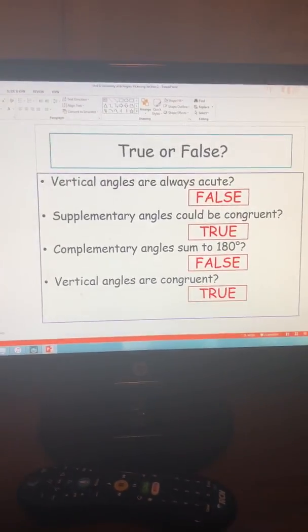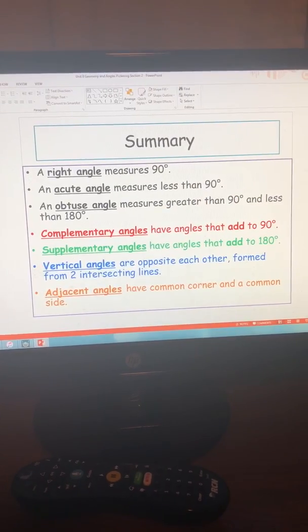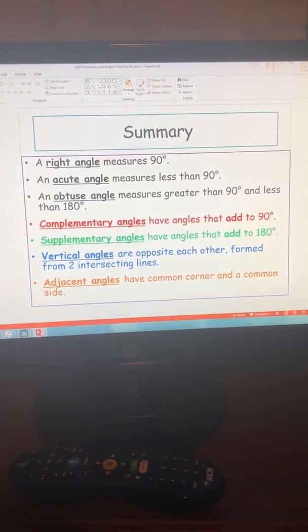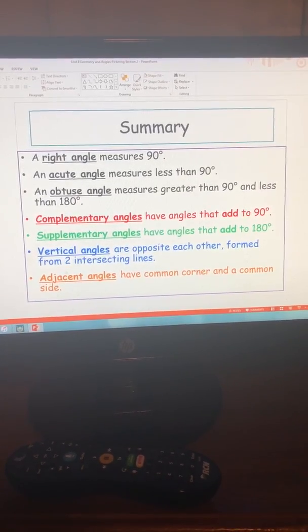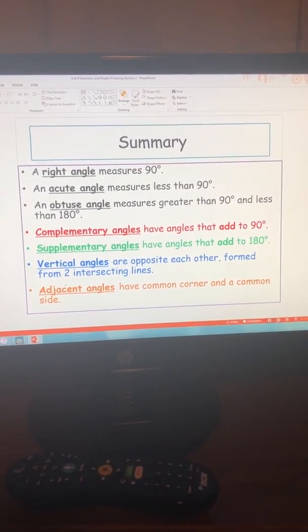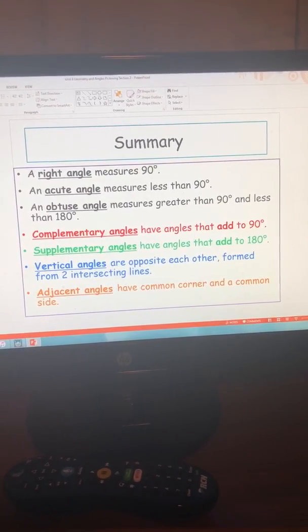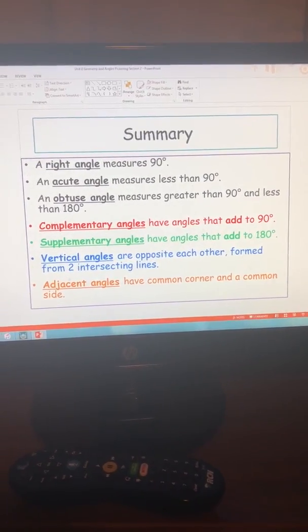Let's see here. This is kind of a summary. This is probably the most important slide. And this is even before we get into parallel lines and stuff like that. So I think for now this is good. And I'll leave off here.